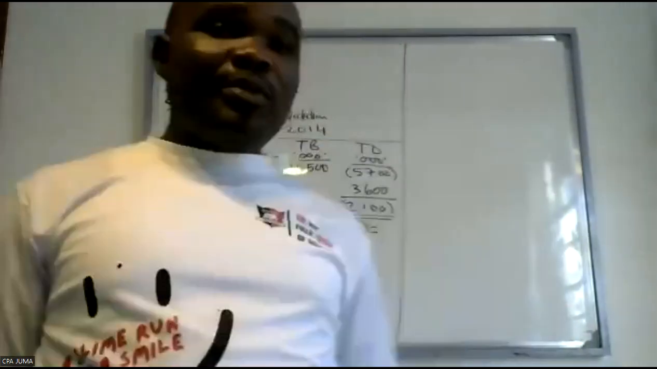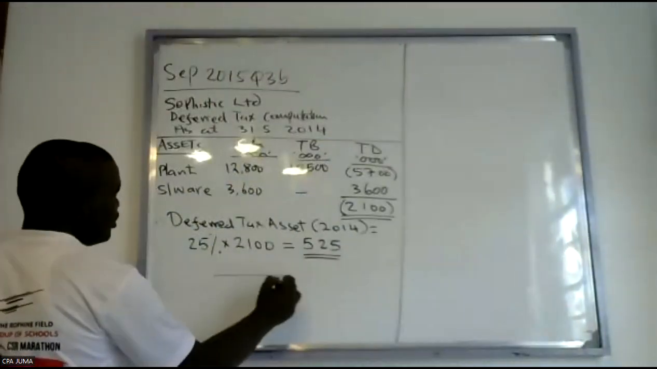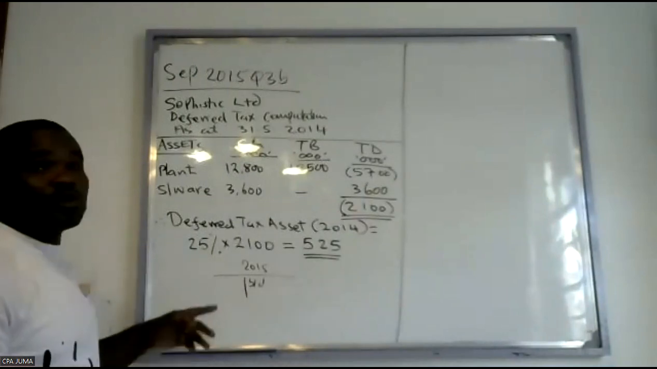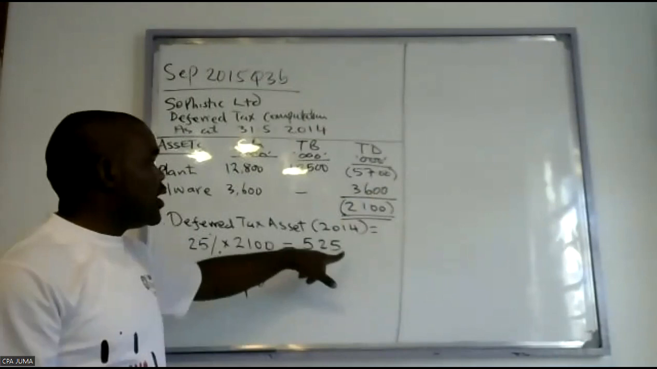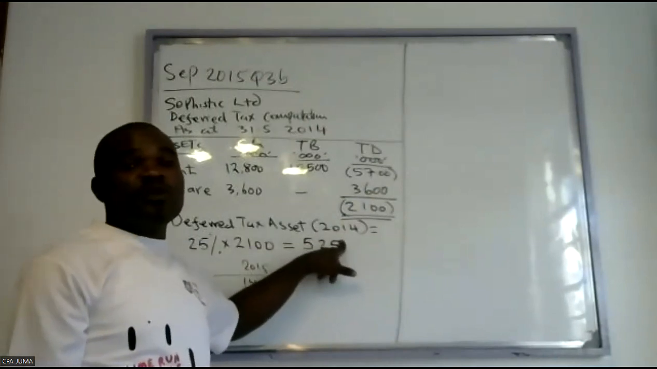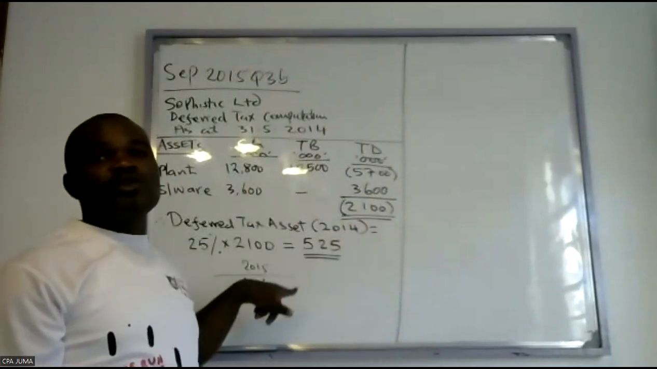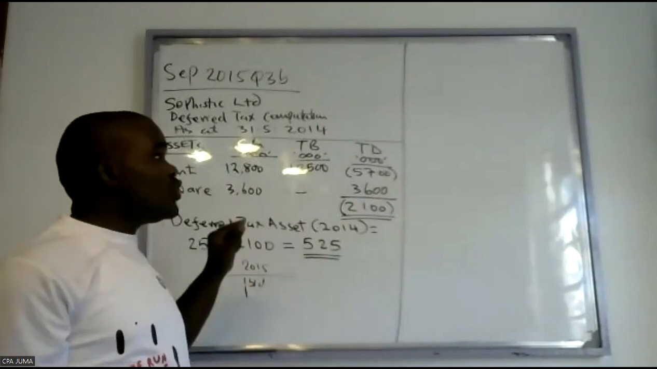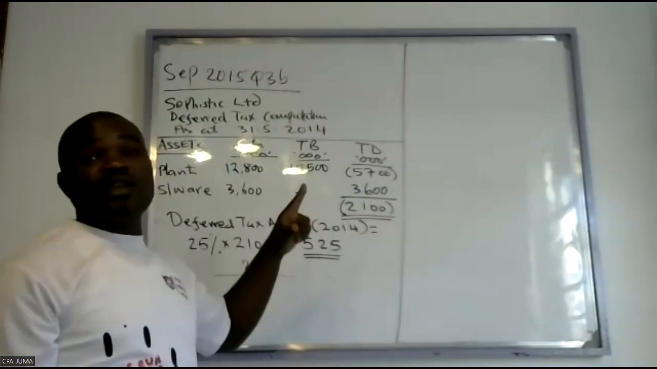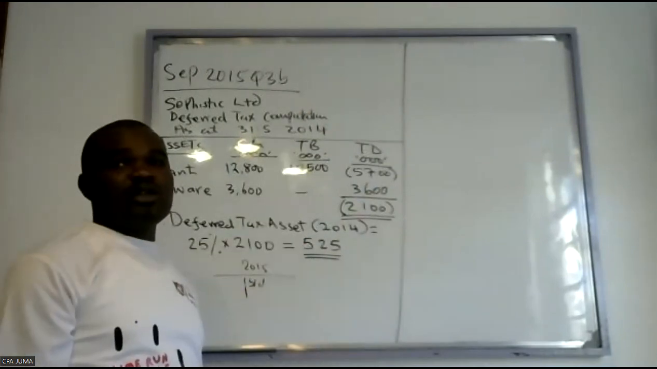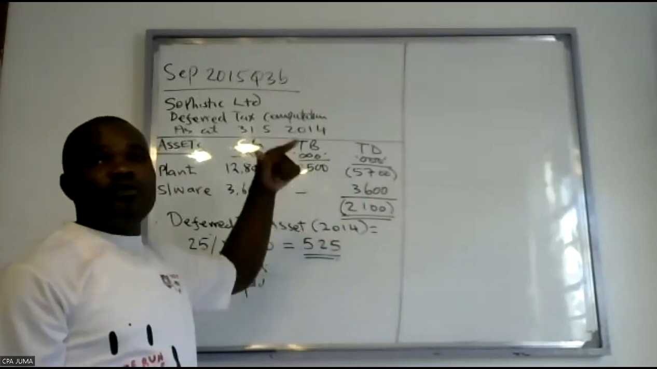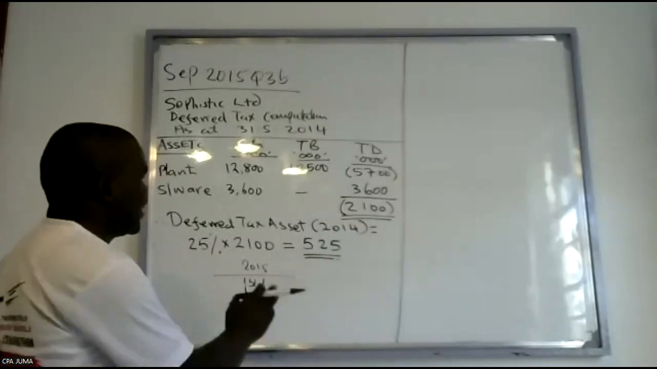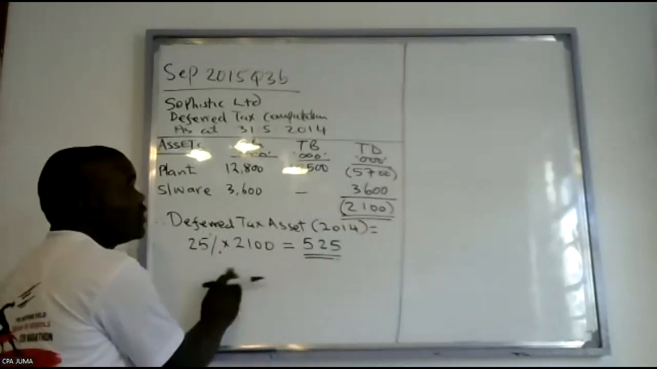For you to come up with the deferred tax account for 2015, I must have the balance brought down for 2014. So 2014 we already have. This closing figure in 2014 is going to be the brought down in 2015. But where is the carried down for 2015? So we must also calculate the deferred tax for 2015, and then we can come up with the account. This one will be the brought down, then 2015 will be the carried down, then we get the difference between the two. So let's get the deferred tax for 2015.